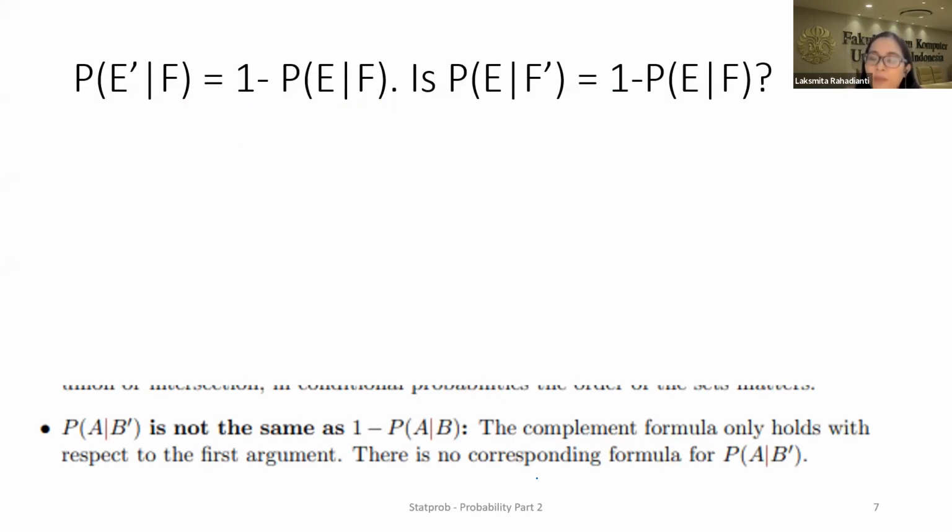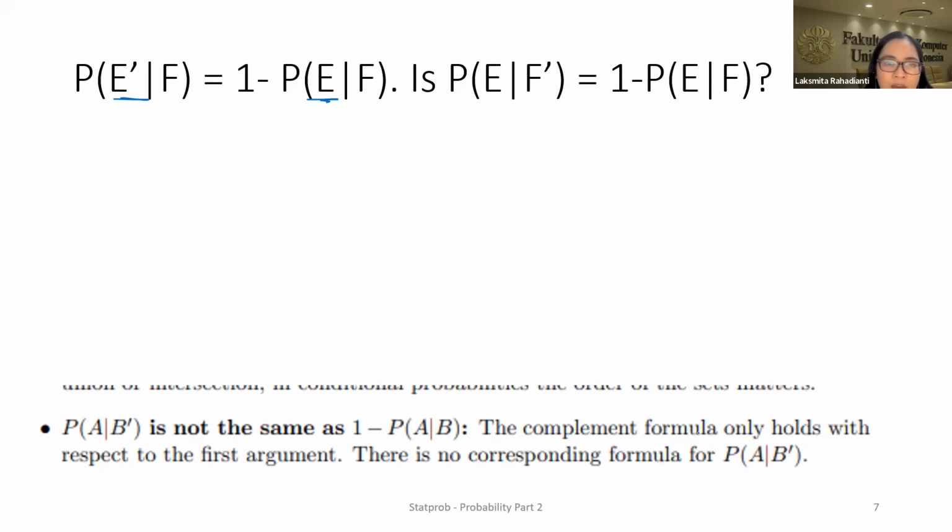The complement formula only holds with respect to your first argument, in the case of our equation, E, the first event. So it is valid only for that, but not valid for the second one. You might ask, then what's the valid equality for complements on the conditioning event? It doesn't exist. There is no corresponding formula for P(A | B complement). It does not work the same way.